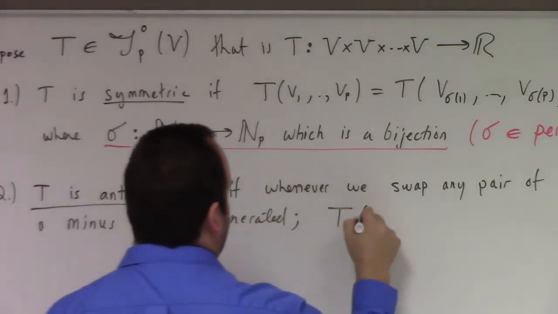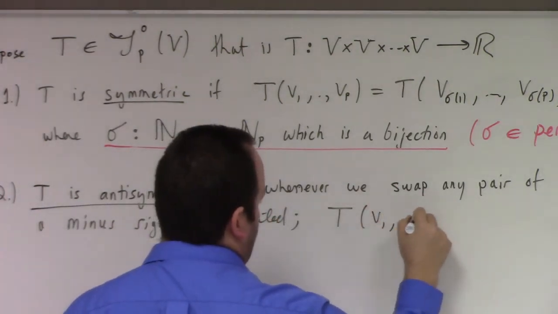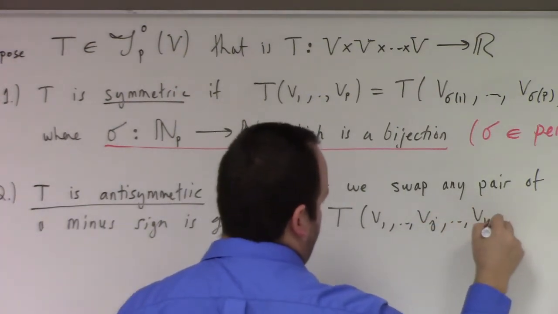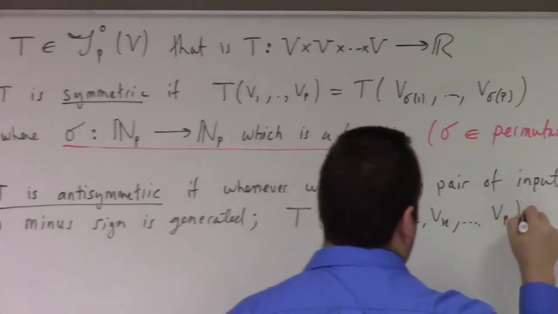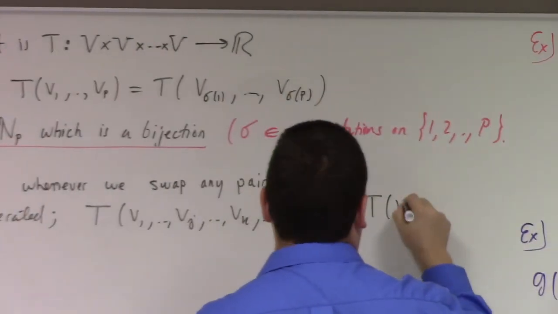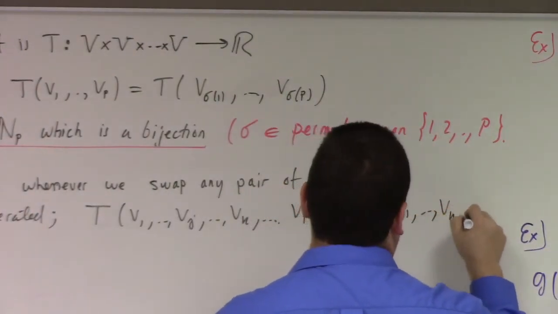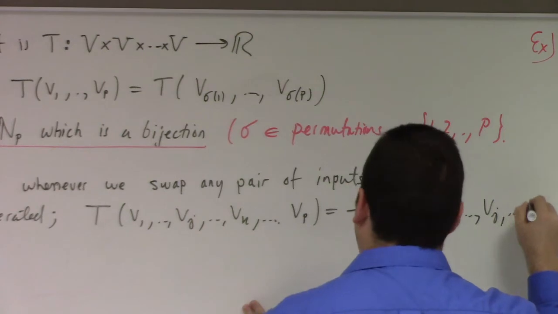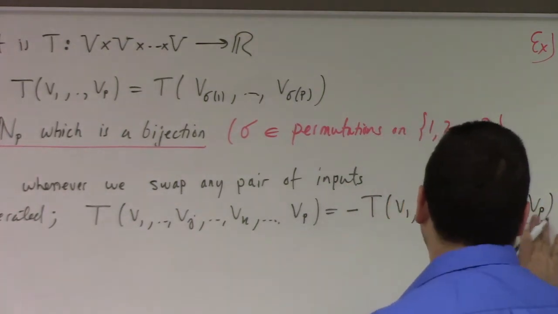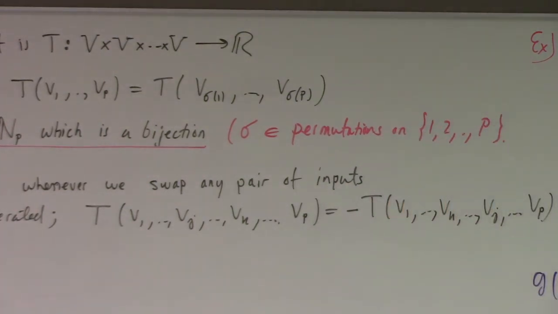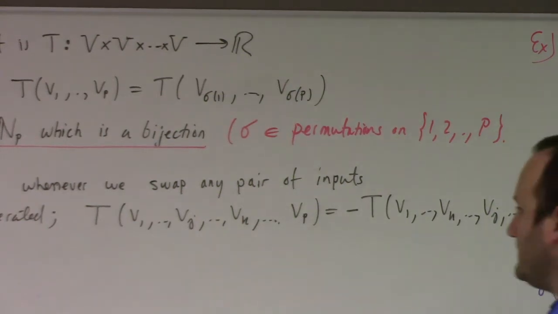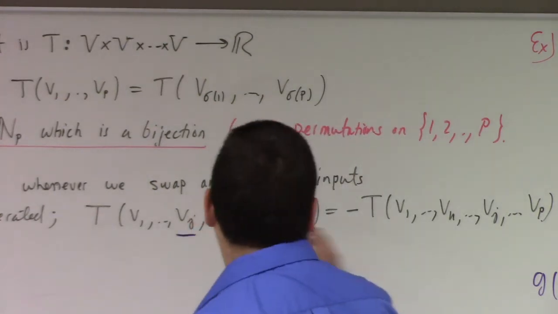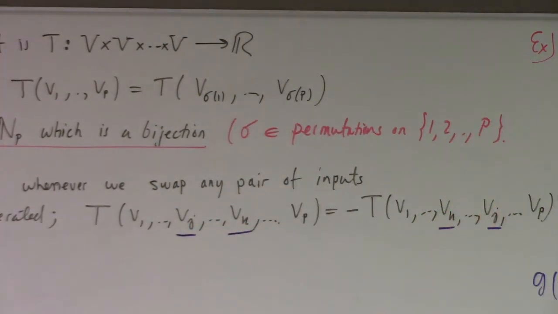So in other words, T of V1 dot dot dot Vj dot dot dot Vk dot dot dot Vp is equal to minus T of V1 dot dot dot Vk dot dot dot Vj dot dot dot Vp, like that. And that's true for arbitrary pairs. You generate minuses. See what I did? I just swapped this and this over here. You get a minus. If that's true for all possible pairs, it's called antisymmetric.